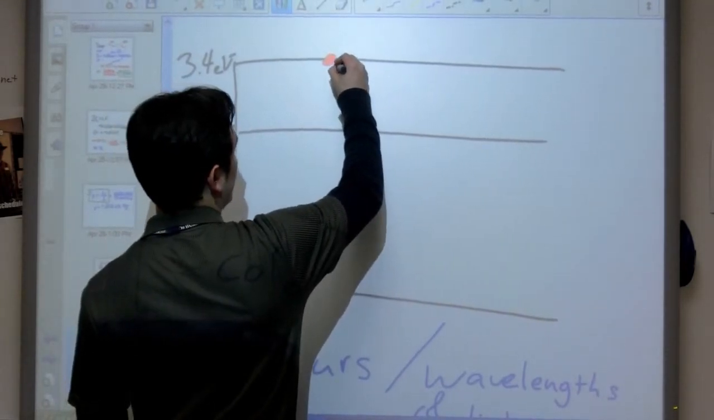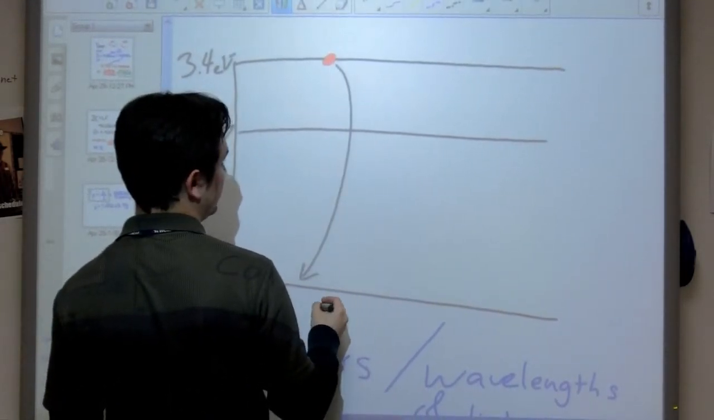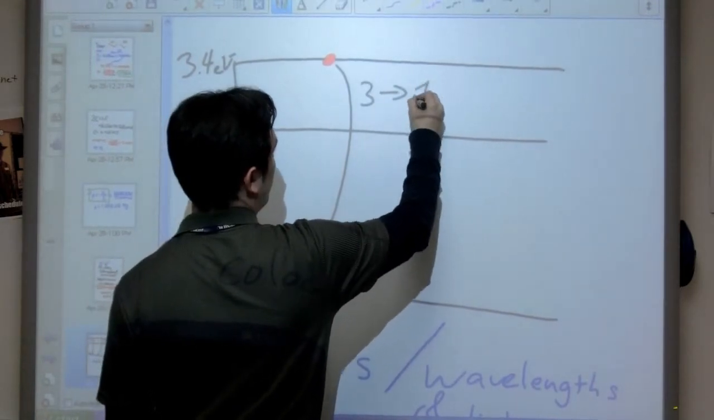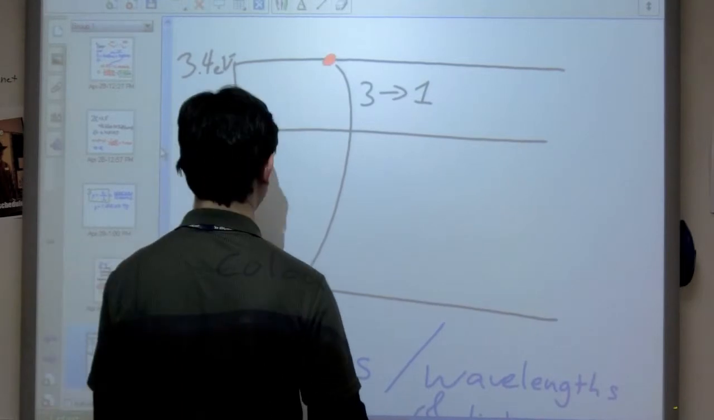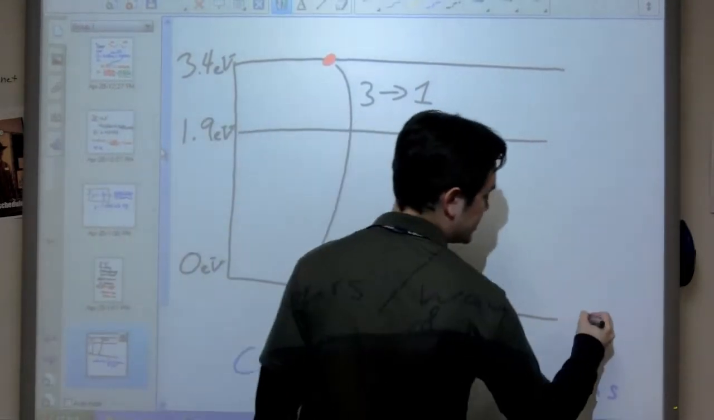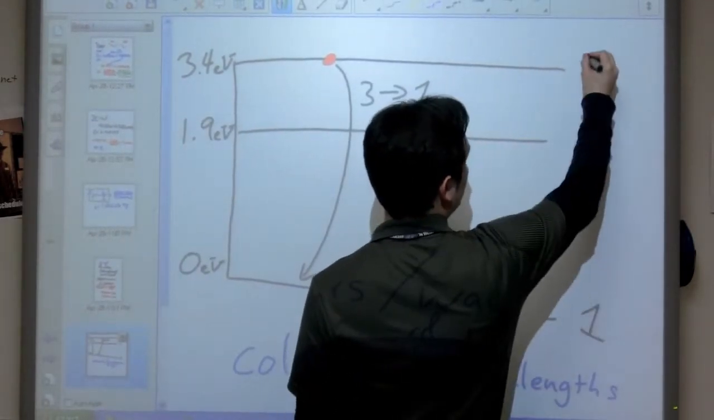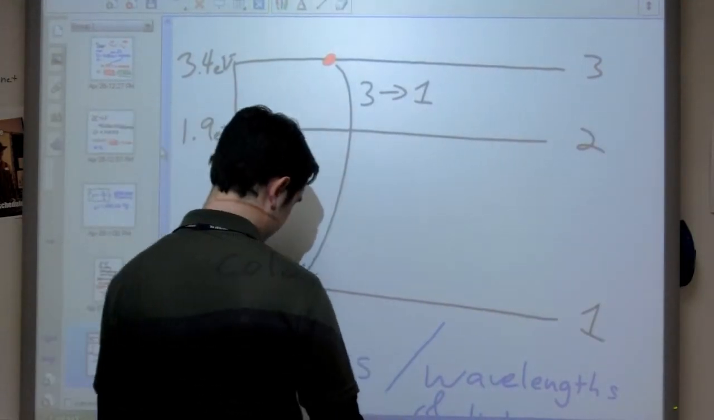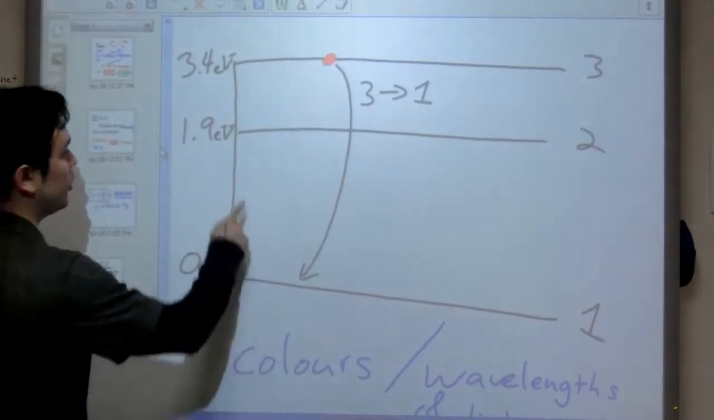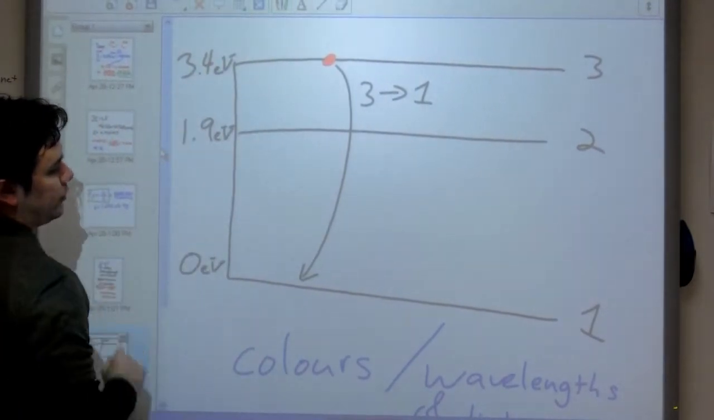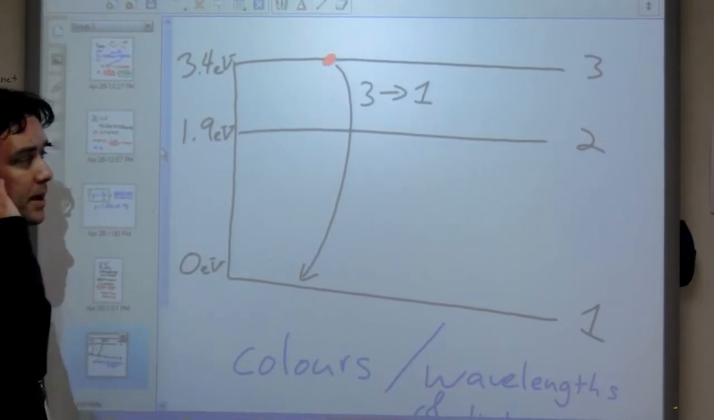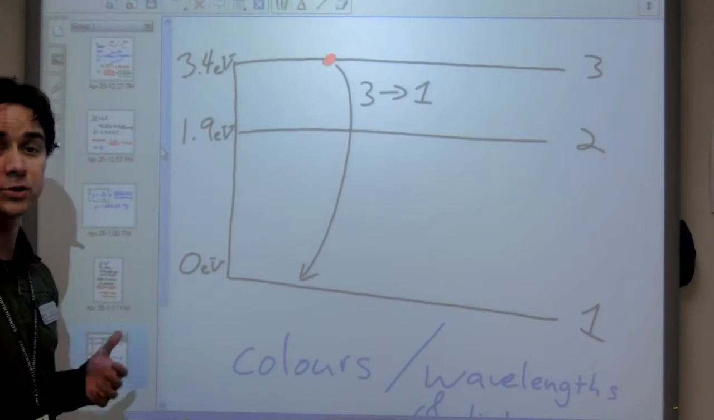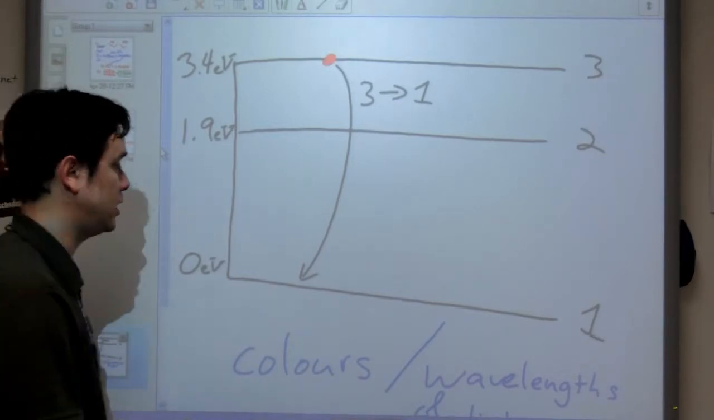Now, one of the ways that it can go from the top shelf all the way down to the bottom shelf, I'm going to call that transition 3 down to 1, where I'm now calling this 1, this 2, and this 3. That's an easy way for me to keep track of my energy levels. All right? So that's one transition. For that, it would lose 3.4 electron volts, and it's going to emit some light that has that 3.4 electron volts, because we have to conserve energy. That energy has to go somewhere.